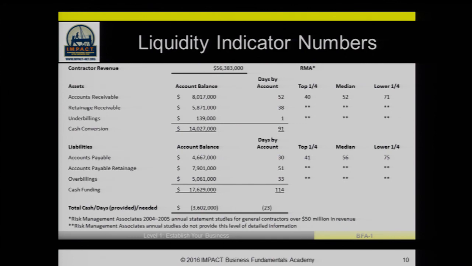And again, you can look at the comparison of the accounts payable. In this particular case, the days for accounts payable are 30, or 44 for the top quartile. And that is a little bit low, so they probably have some opportunity there for some additional funding. Then the accounts payable retainage is about 51 days, and the overbillings is 33 days. So a total of 114 days of funding is being provided there. The goal here is to make sure that the overbillings, the accounts payable, and the accounts payable retention provide the cash to sustain the asset portion, which is the current assets.